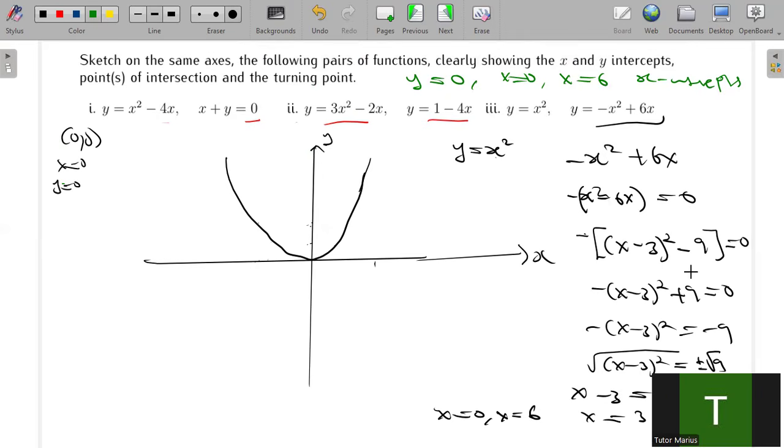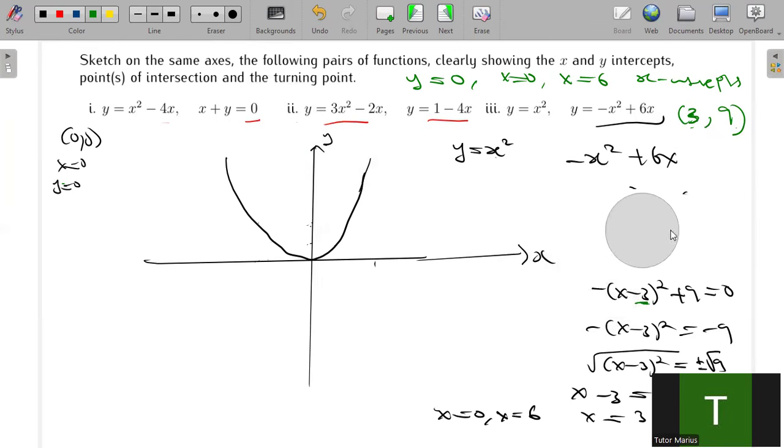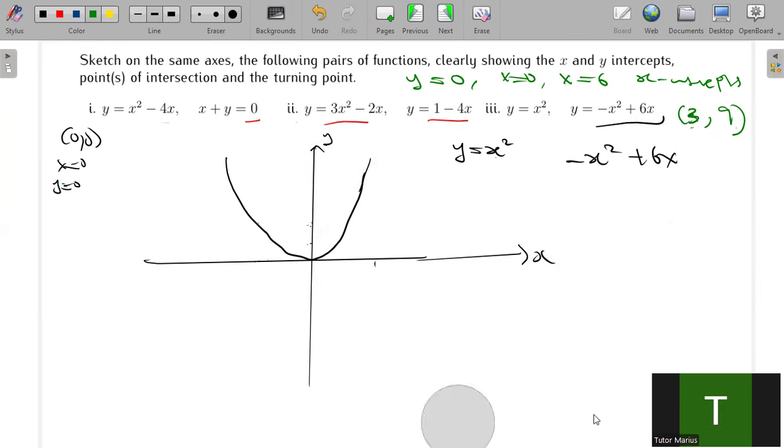Okay, and then your turning point, since you completed the square here, you can easily identify that your turning point is going to be, get that 3 multiplied by negative, you get a positive 3. So that'll be positive 3, comma, get that positive 9, just the way it is, and you get 9 there. So (3, 9), that there is going to be your turning point. So that there, (3, 9) is our turning point.